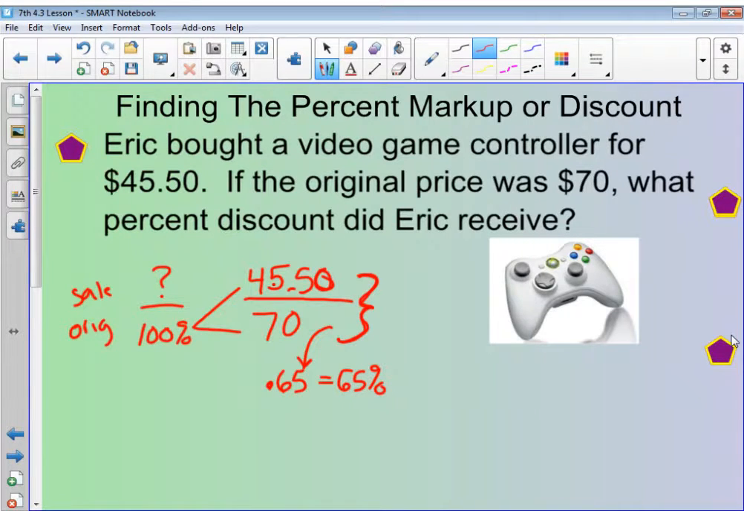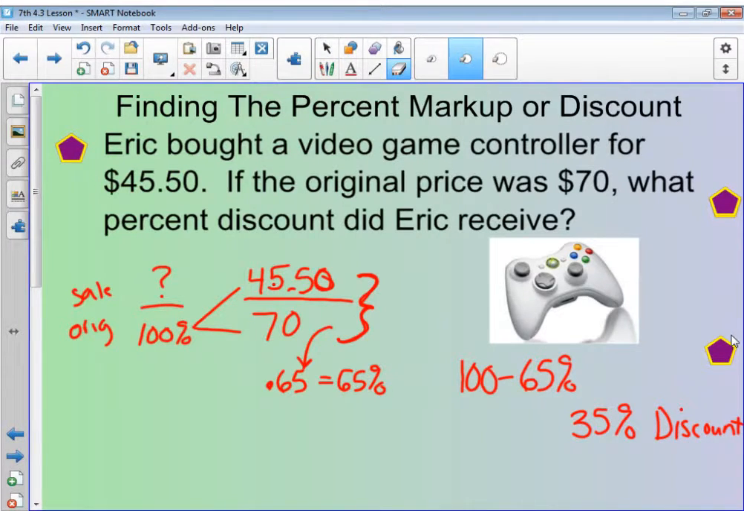So we didn't get a 65% discount. That's what we paid. We're going to take 100 minus the 65% that we paid to figure out the discount. So 100 minus 65 is going to give us 35%. So we got a 35% discount here. All right, let's try another one.